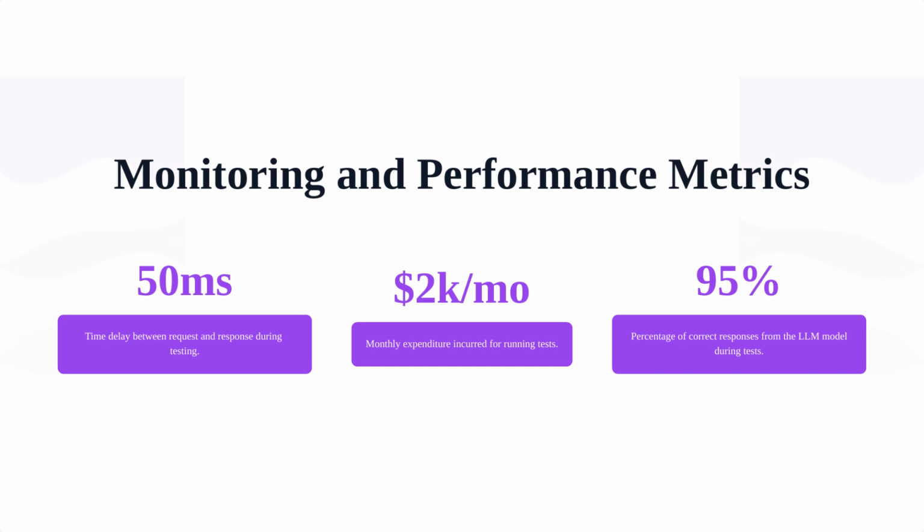Accuracy represents the percentage of correct responses produced by the model during testing. At 95%, this suggests strong overall performance while still leaving room to investigate the cases where the model gets things wrong.